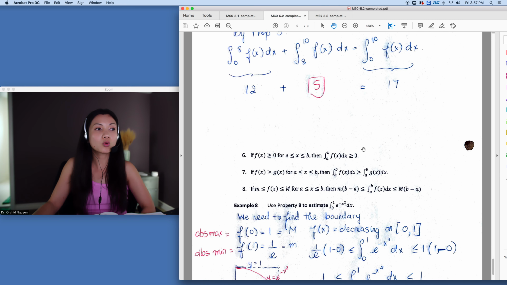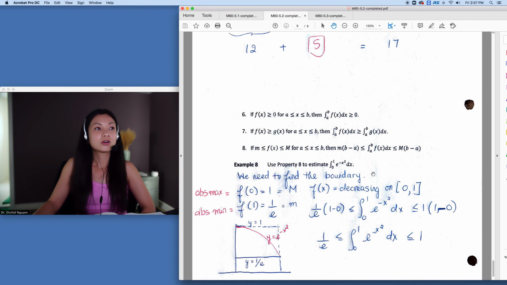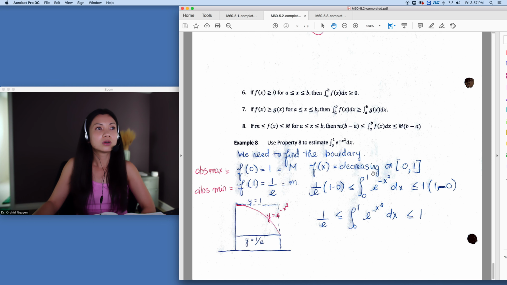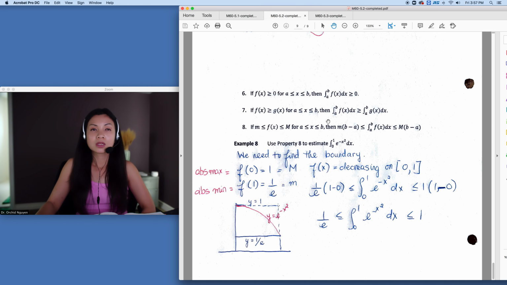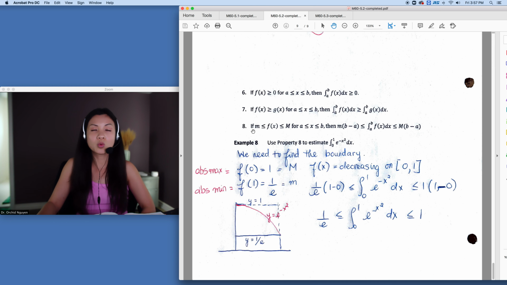And then I have more properties here for you. So these properties are straightforward. Example 8 right here, we want to use this particular property to estimate the integral. So we need to find a boundary, right?